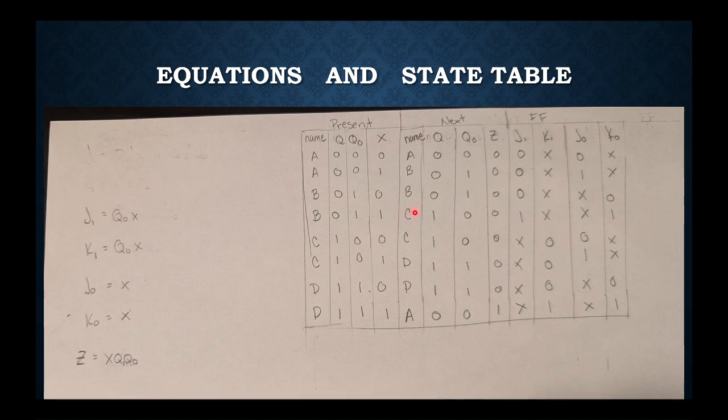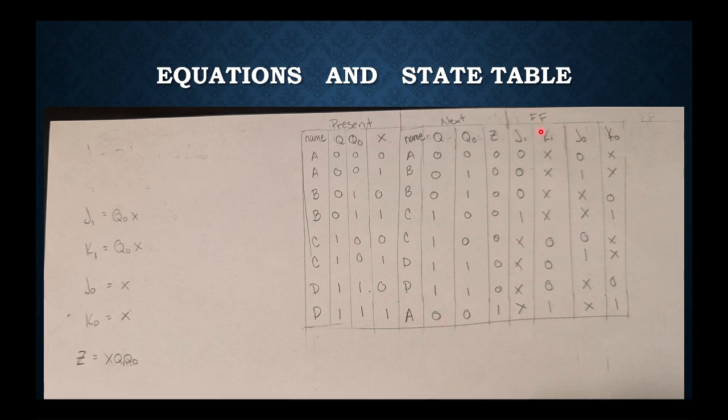C with a 0 input stayed at C. C with a 1 input went to D. And you can see that. And then D with 0 went to D. And then with a 1, it went back to A, went back to 0, 0. So we can see that here in the next state, the logic here. So the 0, 0, 0, 0, 1, 1, 1, 1, 1, 0, 1, 0, and so on.